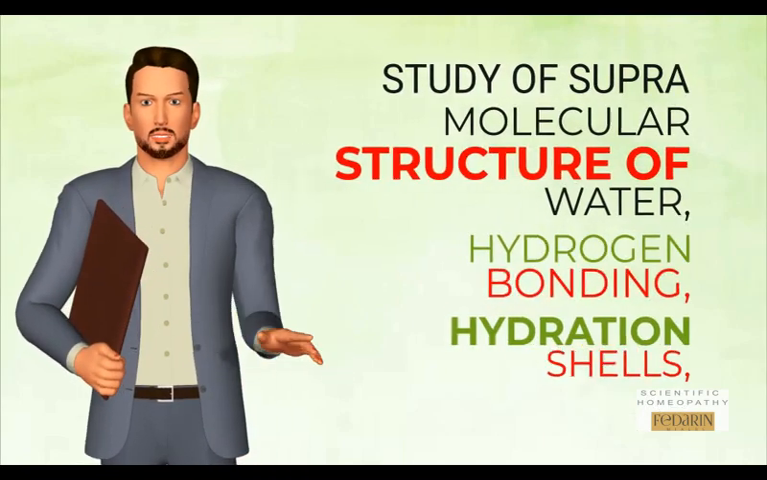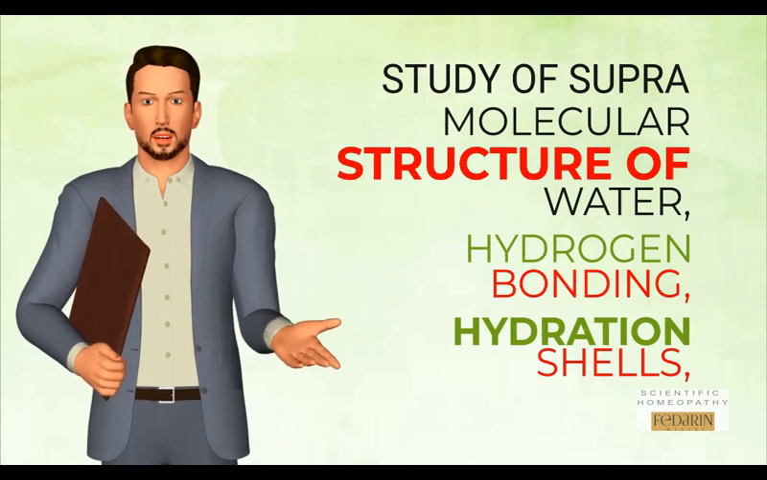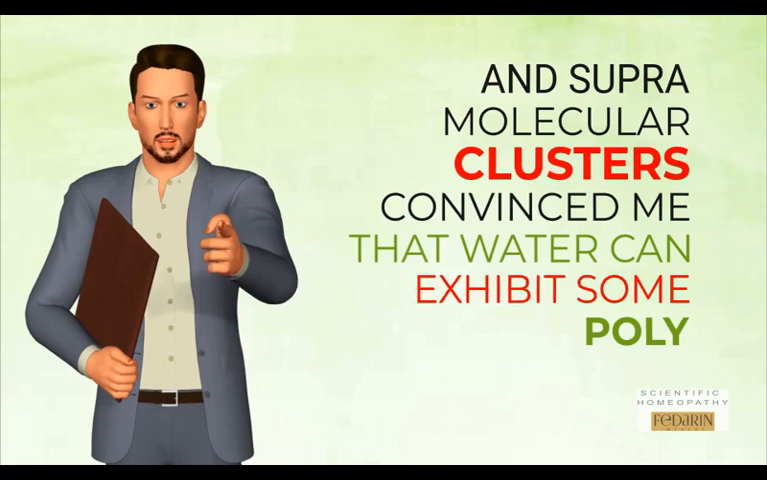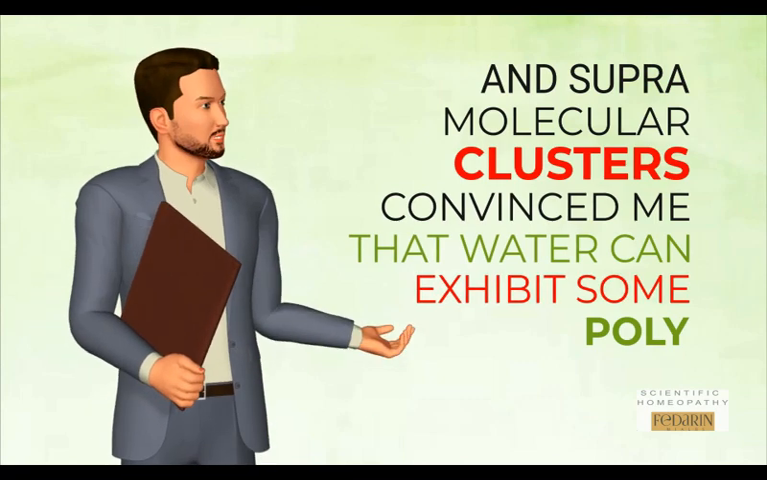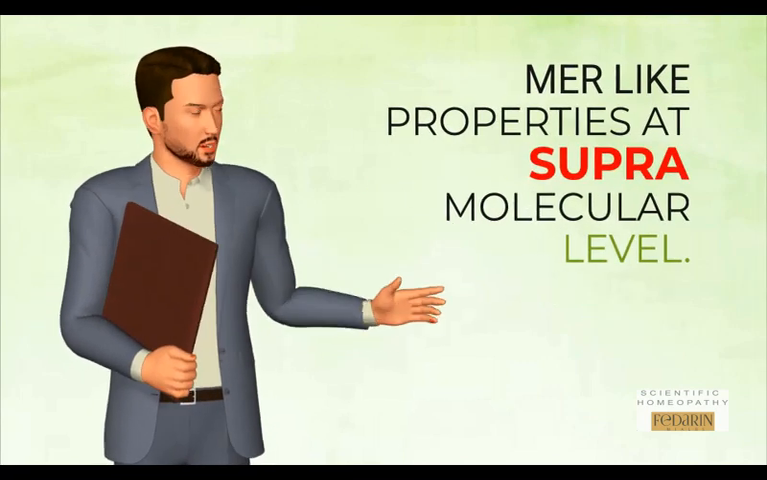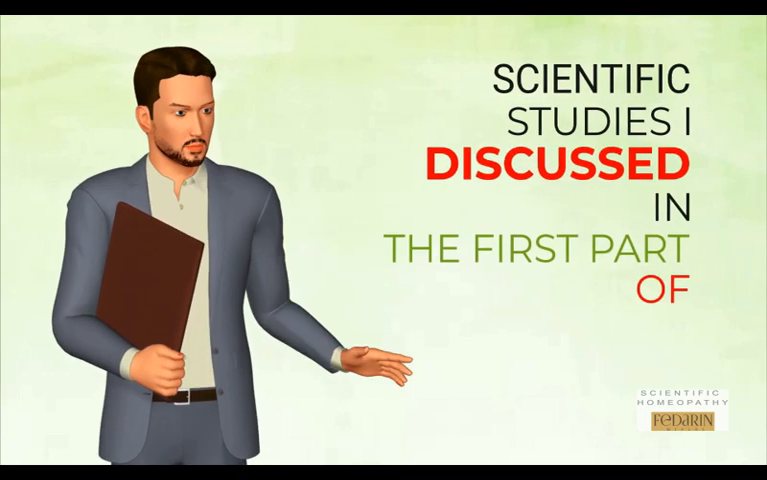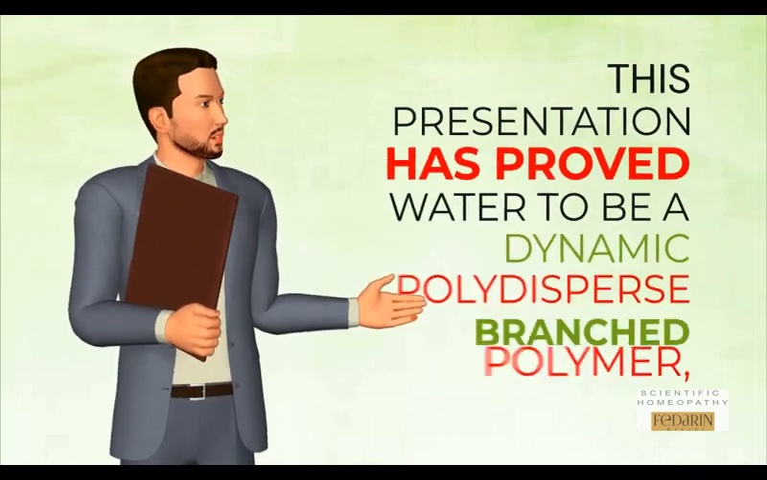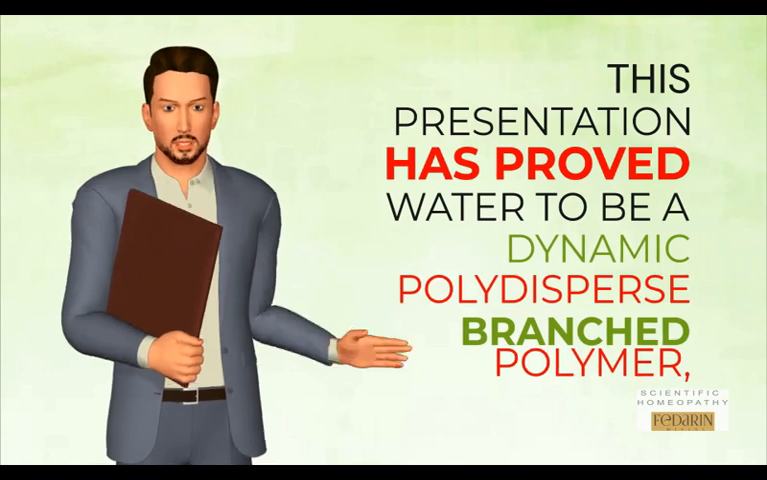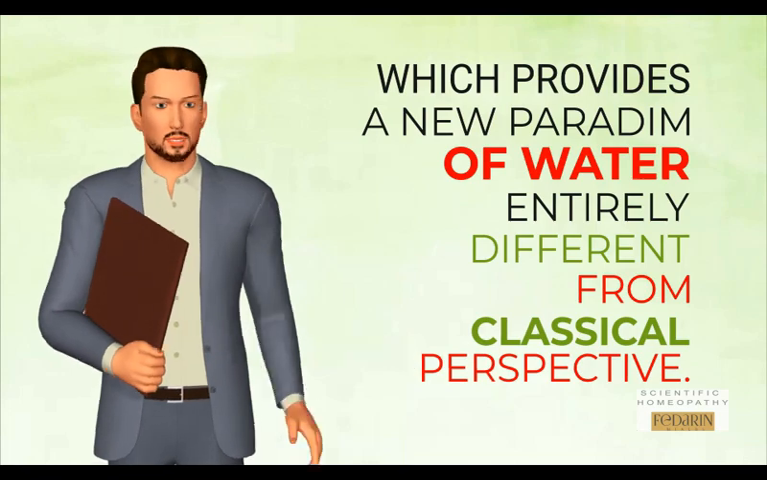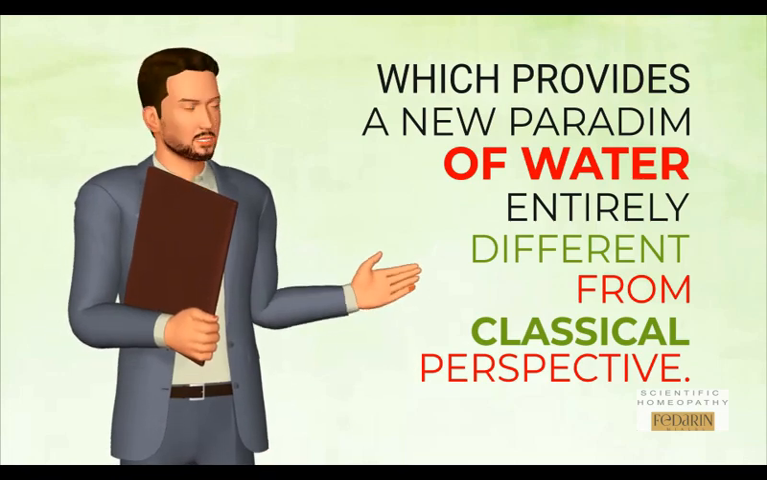A study of the supramolecular structure of water, hydrogen bonding, hydration shells, and supramolecular clusters convinced me that water can exhibit some polymer-like properties at the supramolecular level. Scientific studies I discussed in the first part of this presentation have proved water to be a dynamic polydisperse branched polymer, which provides a new paradigm of water entirely different from the classical perspective.